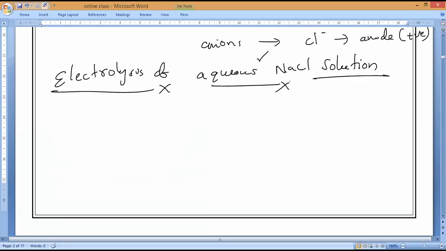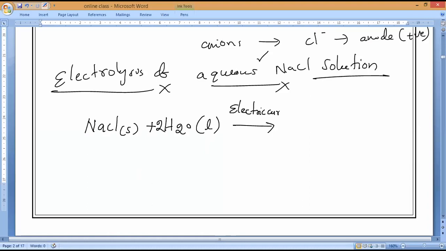So, electrolysis of aqueous NaCl solution. Aqueous means NaCl, which is in solid state, dissolved in water. When electric current is passed, we get sodium hydroxide, plus hydrogen gas, plus chlorine gas. Clear, everyone? Try to communicate, then only you will understand. So three products will come now.